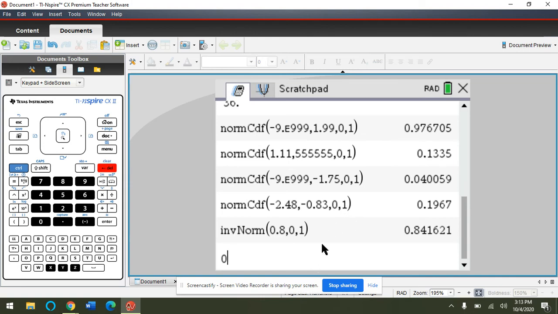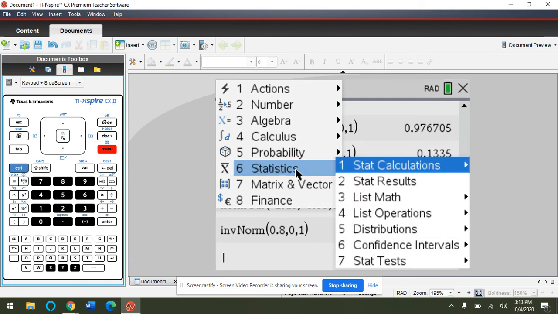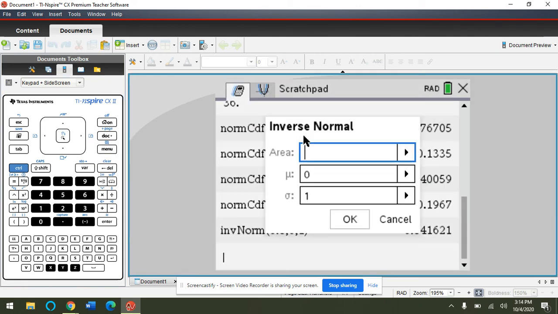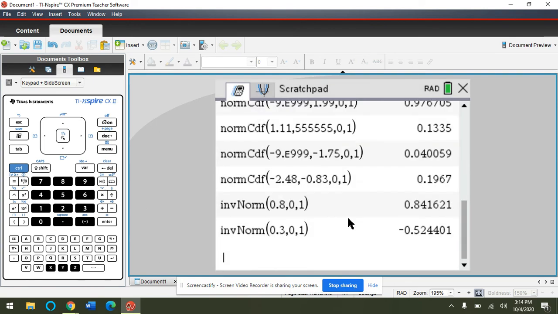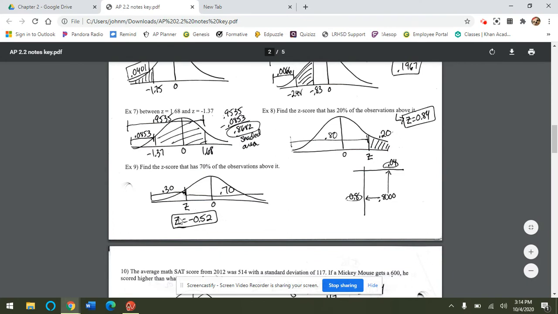Oh, silly me. I had my cursor on the other thing. Sorry, guys. Stats, distributions, inverse norm. The area is 0.3. Okay, press OK. And there we go. Our z-score is negative 0.52. And if we go back, our z-score for that problem was negative 0.52.